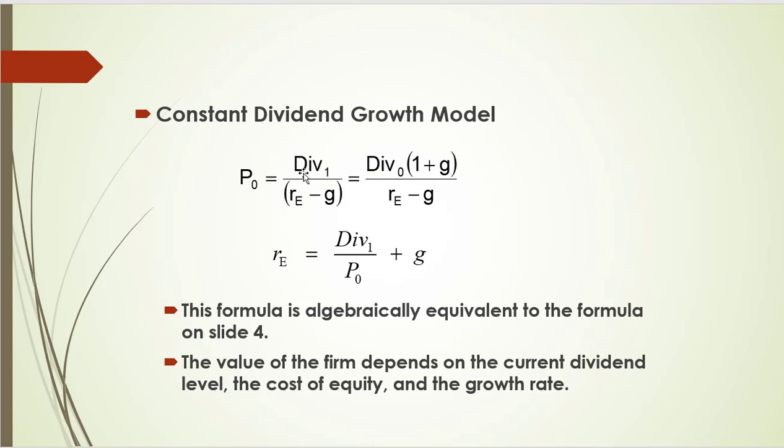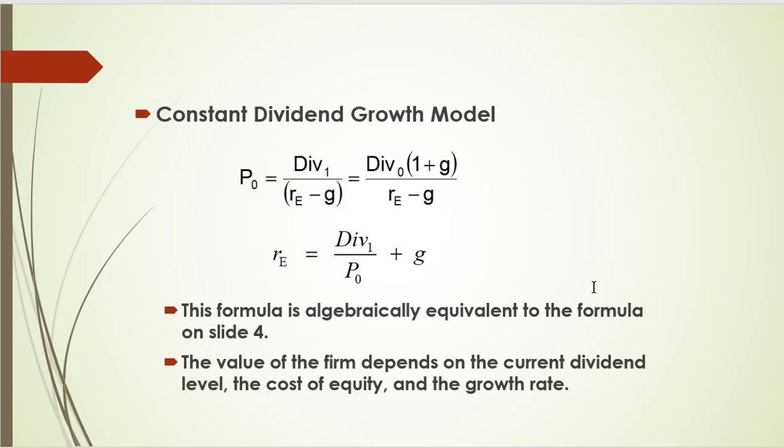Expand that a little bit. Since we don't know D1, what we do know from our assumptions is we have assumed we know the growth rate of dividends. So D0 times 1 plus the growth rate divided by, again, cost of equity minus G. If we simplify this formula, this is what we get: the cost of equity equals dividend growth plus some value called G. And again, this formula is algebraically equivalent to the formula from the previous slide.